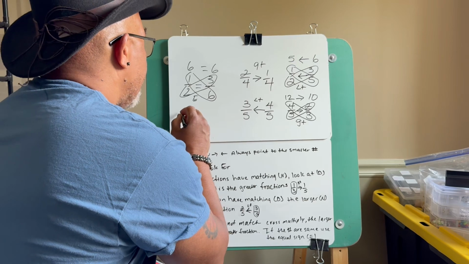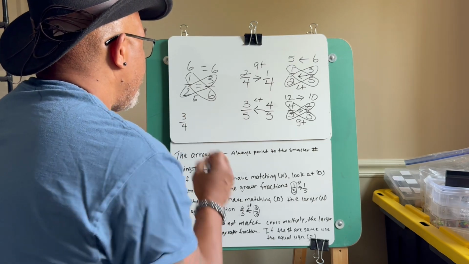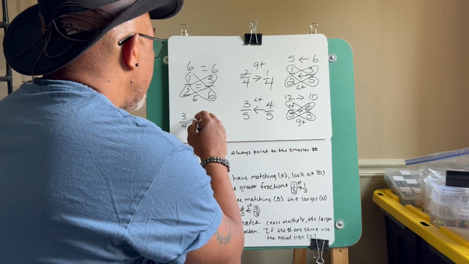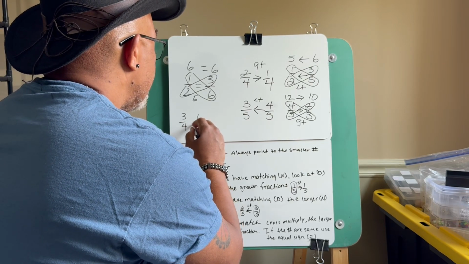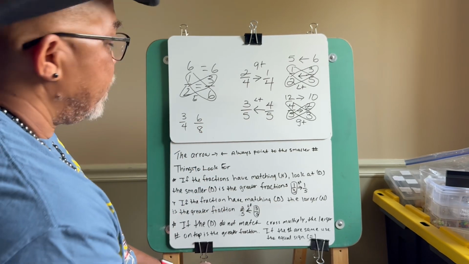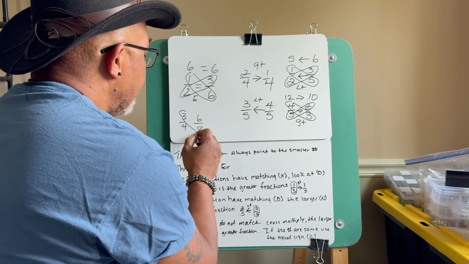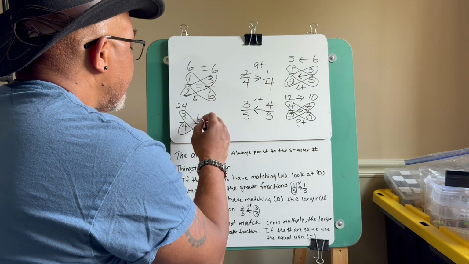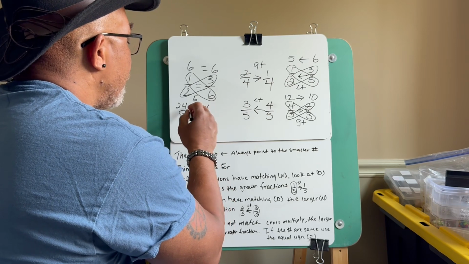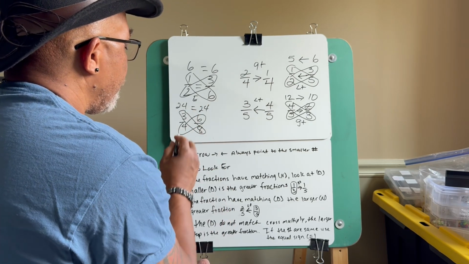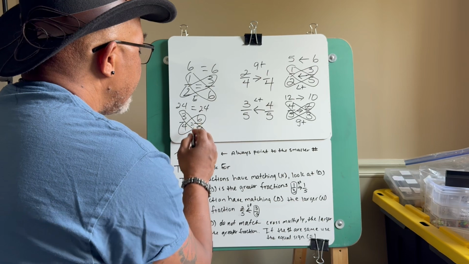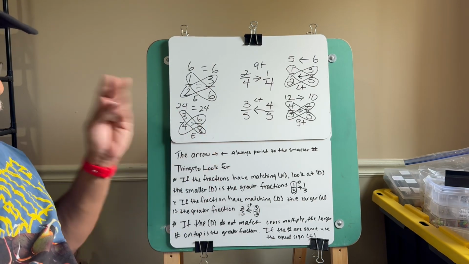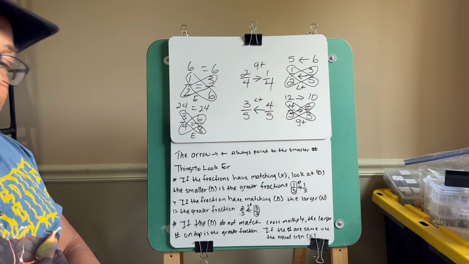Let's say you had 3/4 and you had 6/8. You cross multiply. 3 times 8 is 24. 6 times 4 is 24. So 24 is equal to 24, which means 3/4 is equal to 6/8. Boom. And that's how easy it is to compare fractions.